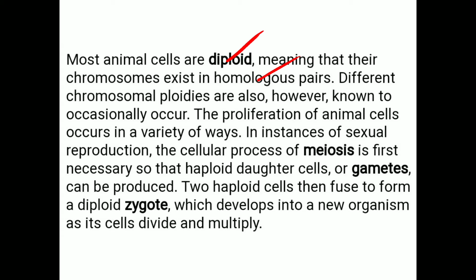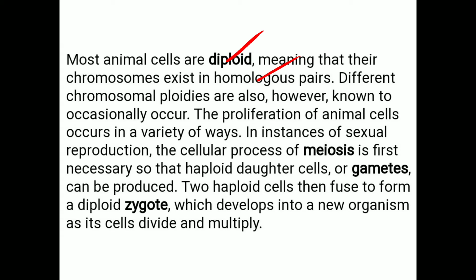One from mother, one from father. That paired chromosomes are called homologous pairs. Different chromosomal ploidies are also, however, known to occasionally occur. The proliferation of animal cells occurs in a variety of ways.